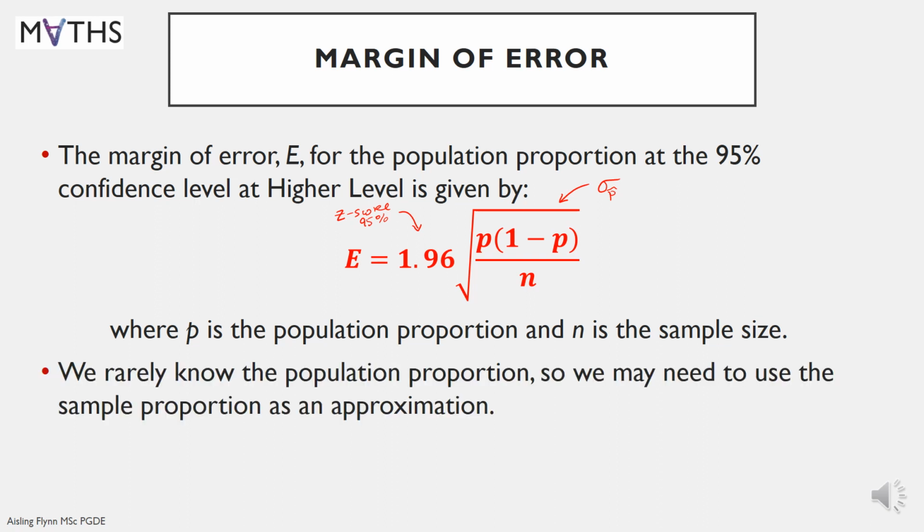However, we rarely know the population proportion, so it's rarely possible to survey a full population. So we may need to use the sample proportion as an approximation. What happens here is that p hat replaces p when it is not known. It's an approximation, but it's not too bad. So just be aware of that.